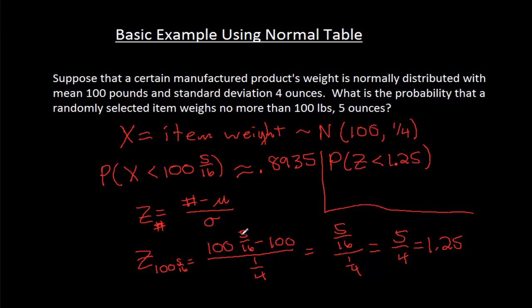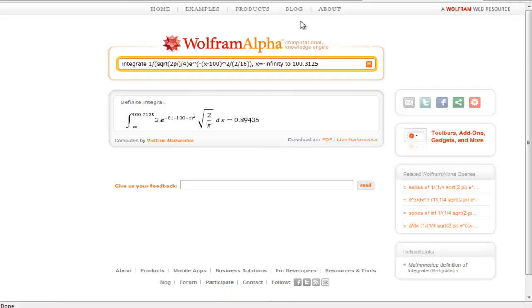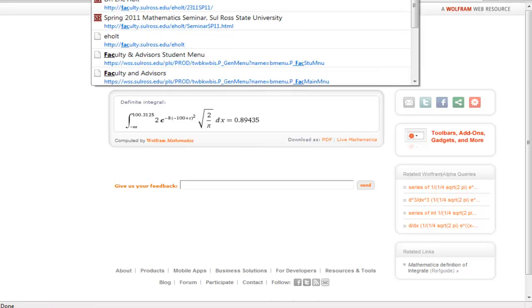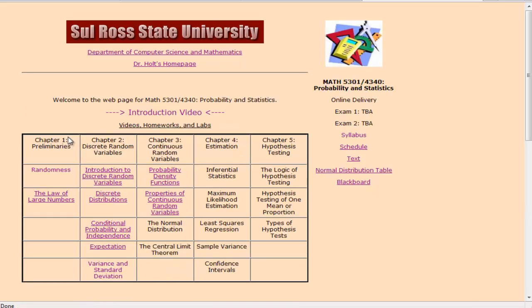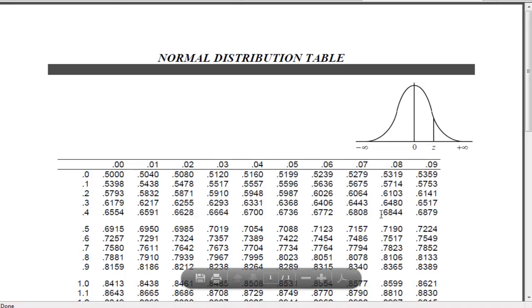What I'm going to do is pull up my course web page, and the course web page might look a little bit different than it does right now, just because I'm making this video right now, and I'll probably make changes to the course web page between now and when you view this video. I'm going to go over here to this normal distribution table.